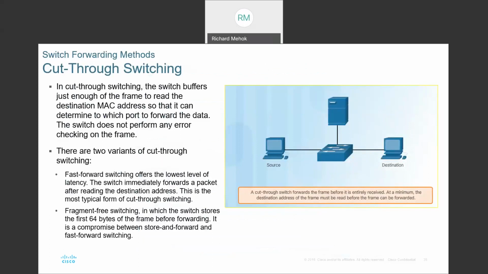Fragment free will read up to the first 64 bytes, therefore having a little bit better idea of whether the frame has been damaged or not, but it does not do the error detection with the FCS. So fast forward just reads the minimum and sends it. Fragment free will read up to 64 bytes and send it. If fast forwarding doesn't work and there are too many error detections or collisions, it'll switch to fragment free. If you still have that many, then you're going to switch back to the store and forward method for the error detection.